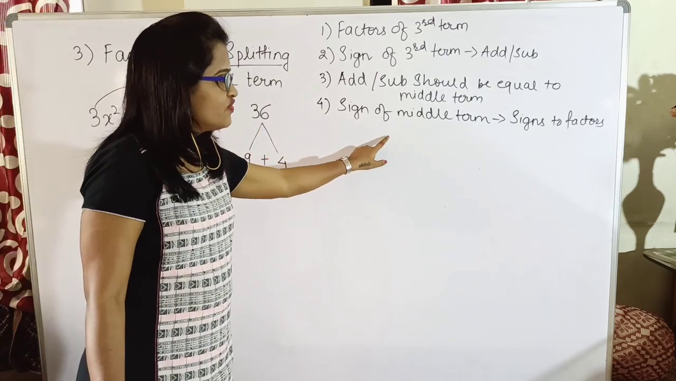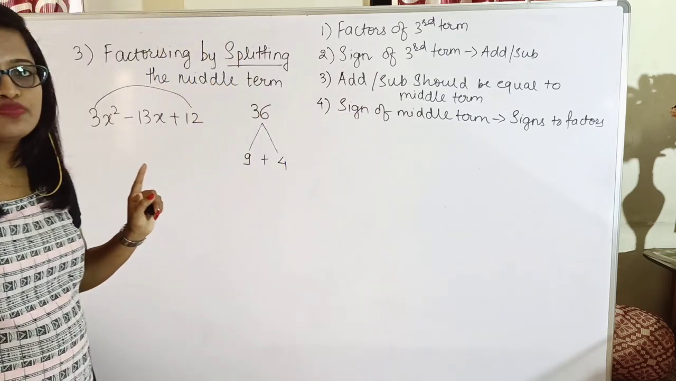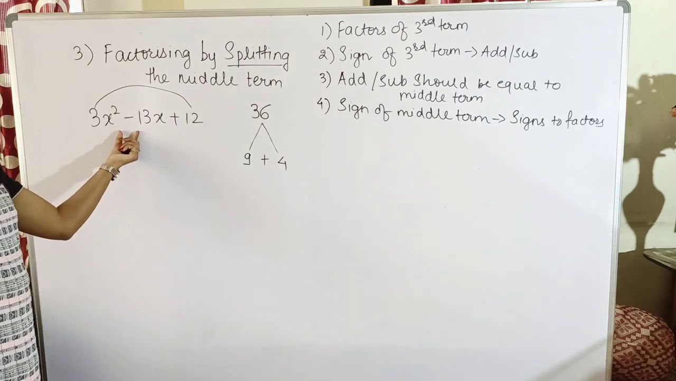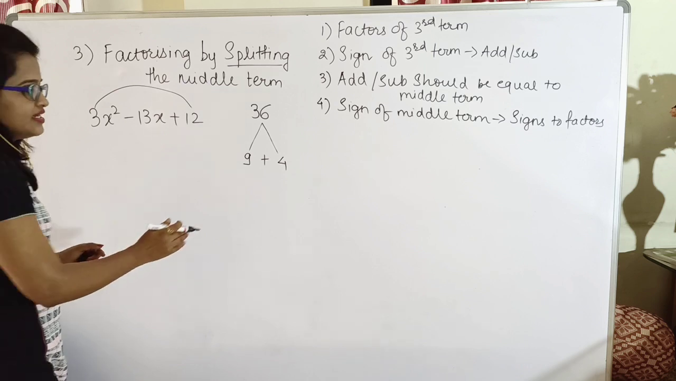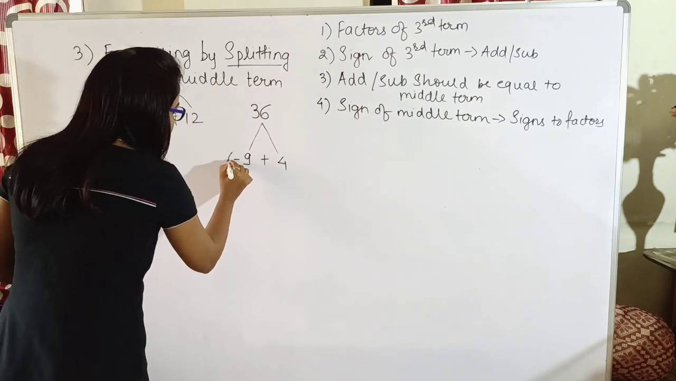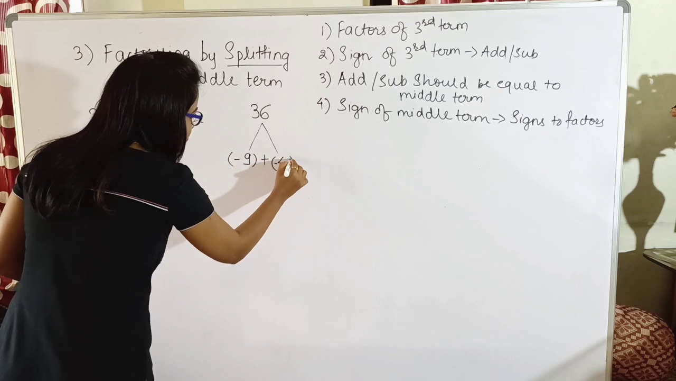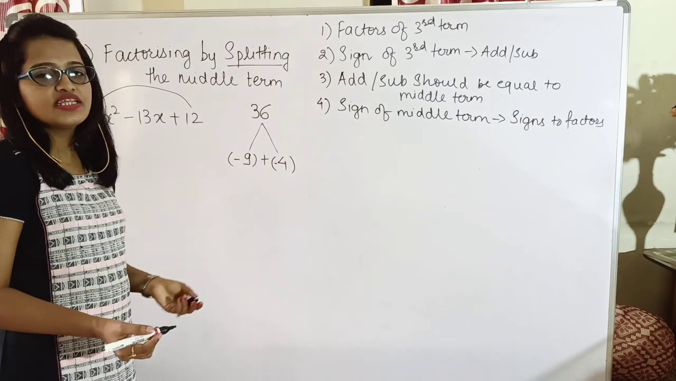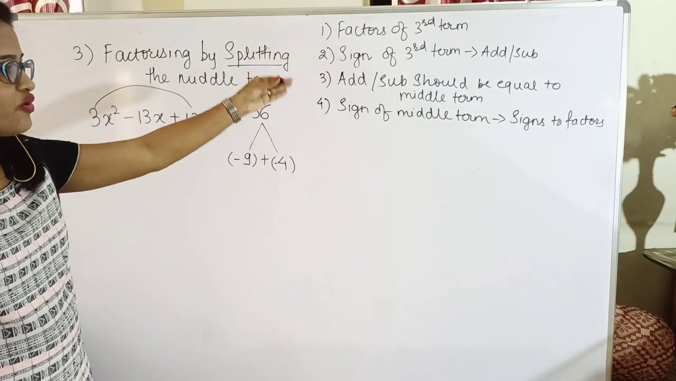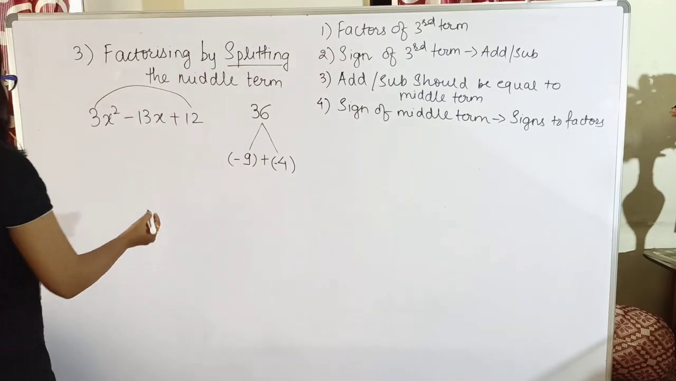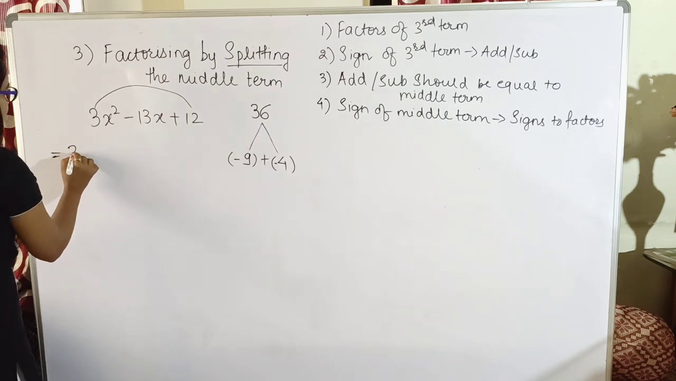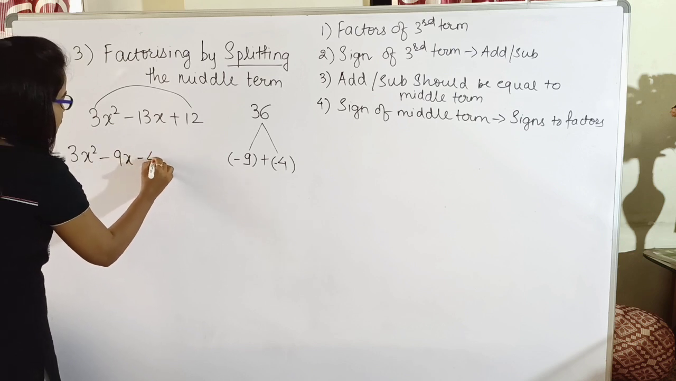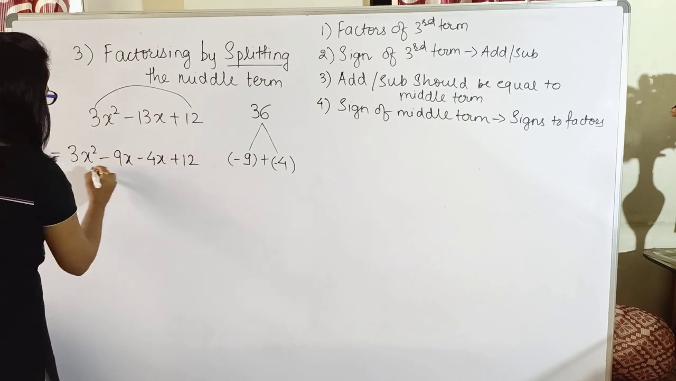Last step, the sign of the middle term tells you what sign has to be given to the factors. What is the sign of my middle term? It is minus. And since both have to be added, the sign of the factors would be minus, minus. Then only they will get added, isn't it? If they are opposite signs, they will get subtracted. So according to the steps, we have moved forward. Now let us split minus 13x, which gives me minus 9x minus 4x plus 12.